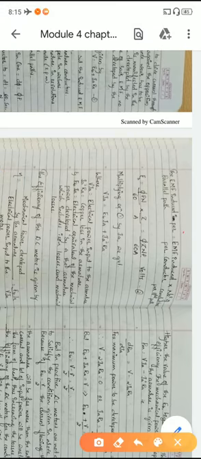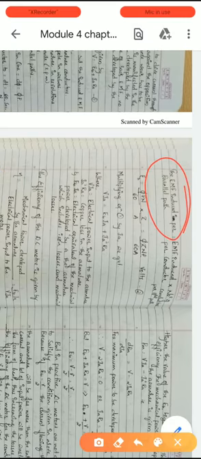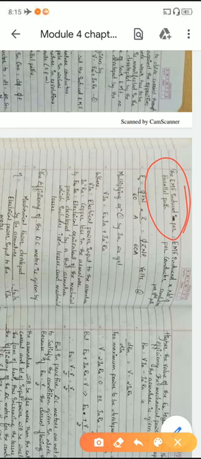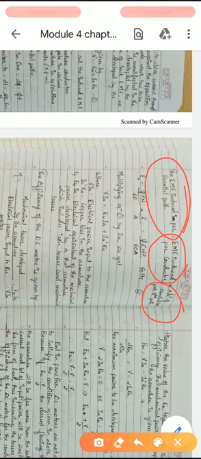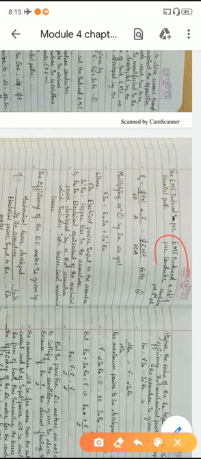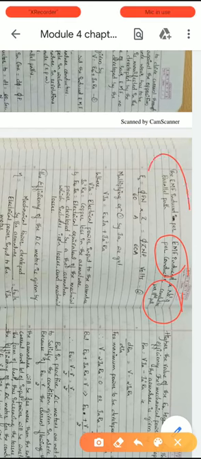Now the EMF induced in a parallel path is equal to the EMF induced per conductor into the number of conductors per parallel path. EMF induced per parallel path is equal to the EMF in one conductor into the total number of conductors. Just like if 50 people travel in one bus, then in 50 buses it is 50 into 50. Similarly, the EMF generated in one conductor into the total number of conductors gives the total induced EMF.